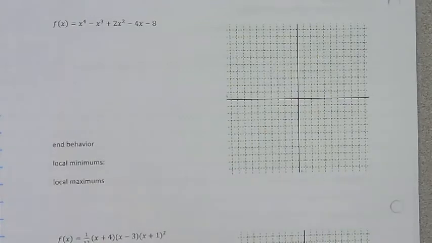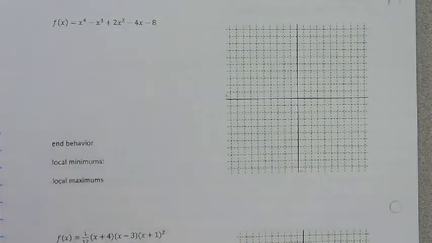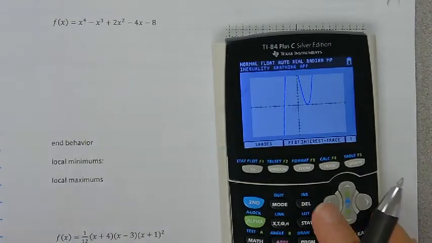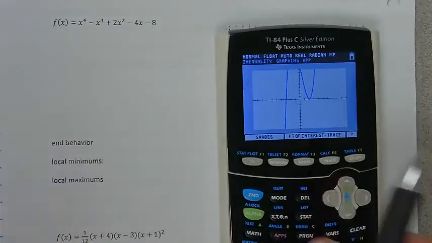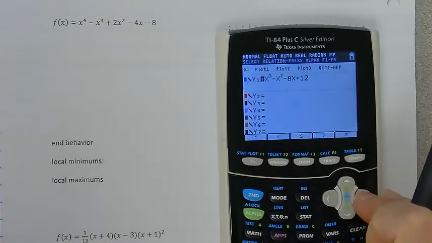So here's a third example, and then again, it'll be a little different than the other two. We have x to the fourth minus x cubed plus 2x squared minus 4x minus 8. I think I'll put that in the calculator. I know that I should have 4 zeros because it's an x to the 4 function, but let's just take a look at it to make sure we don't need to scale this thing differently.